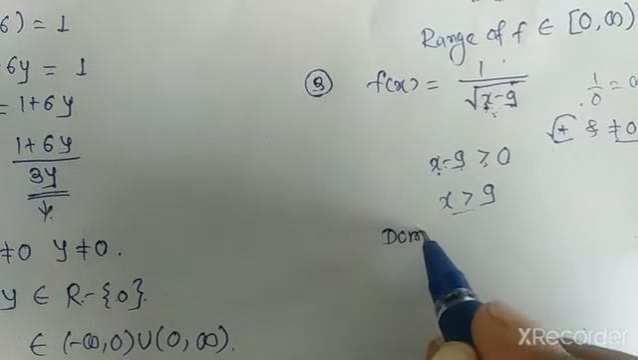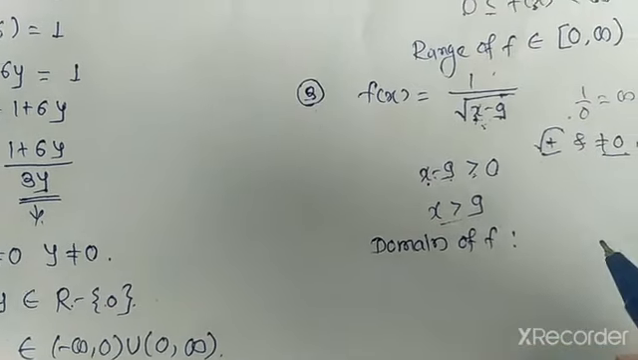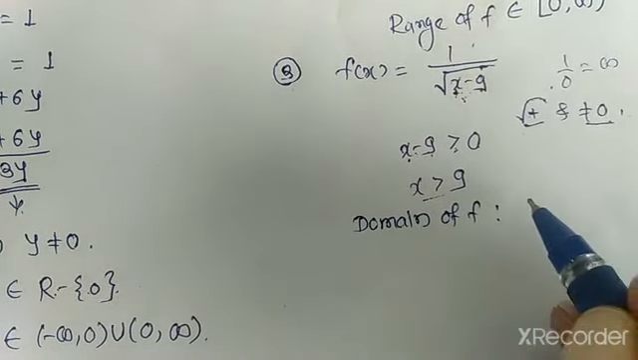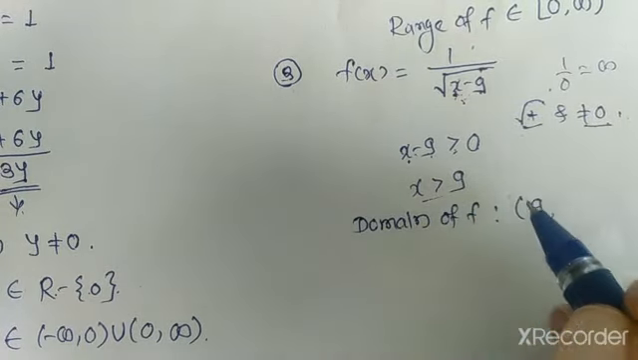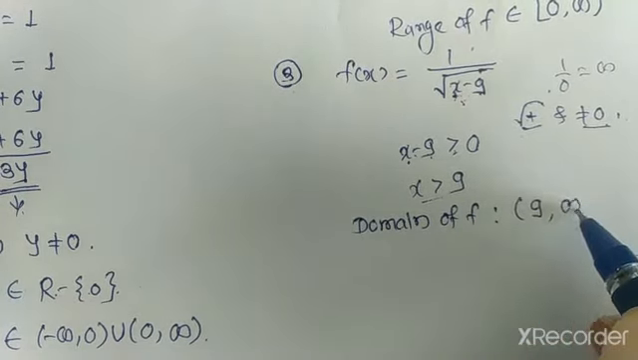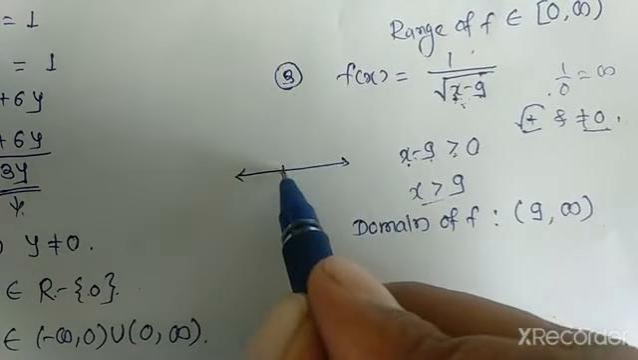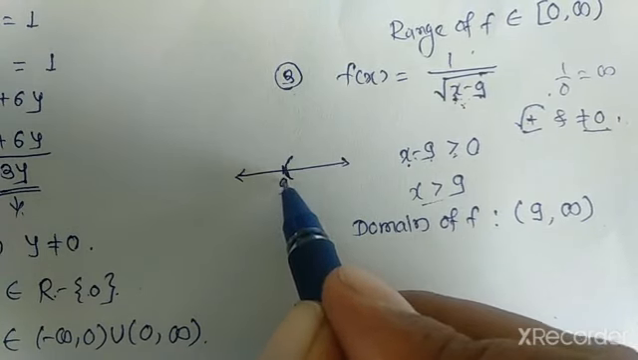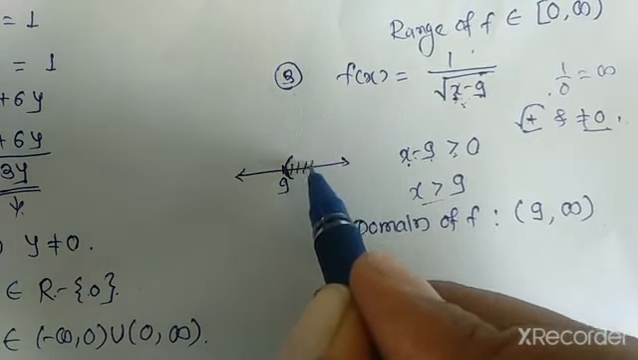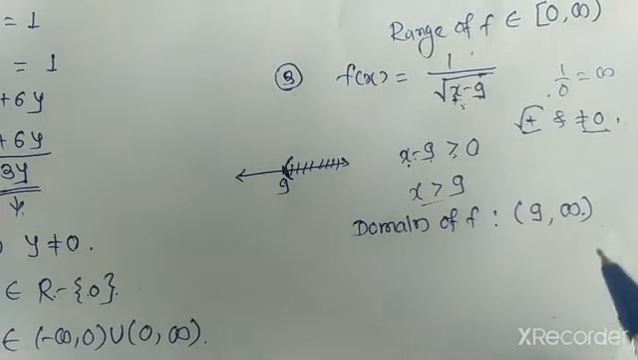So the domain of f can be directly written as x greater than 9, which means open bracket 9, since it is greater than 9, so it is 9 comma infinity. On the real number line, you can consider 9 as open. So 9 is not included in this set. So this is our domain set, 9 to infinity.